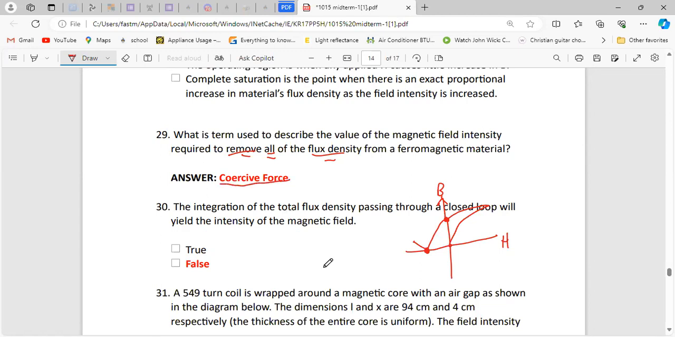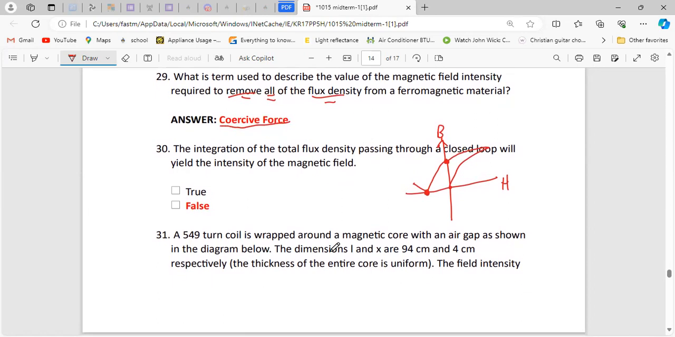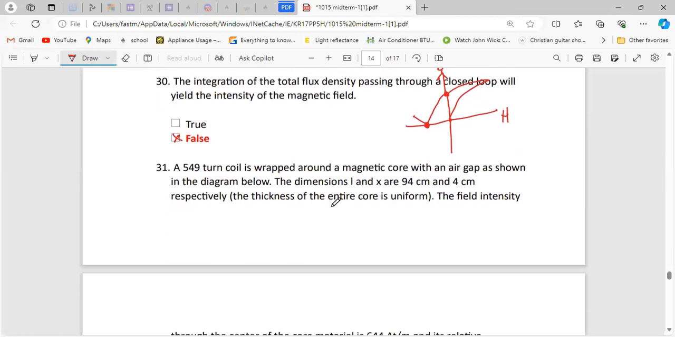Right. The integration of the total flux density passing through a closed loop will yield the energy. It wouldn't give the field intensity. That wouldn't make any sense. All right.